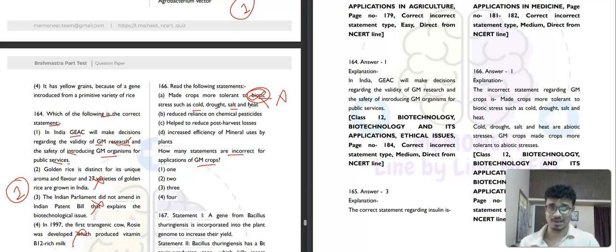I'm sorry for this, that I had not seen the biotic. These questions, you can see the simple word. Reduce reliance on chemical pesticide. Correct. Help to reduce post-harvest loss. Correct. Increased efficiency of mineral use by plants. Correct. That's why GM crops are implemented or being developed. So how many are incorrect? One is incorrect only. So the first option will be our correct answer.